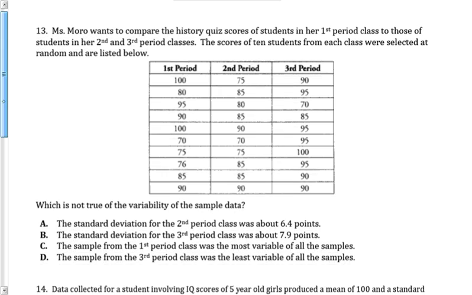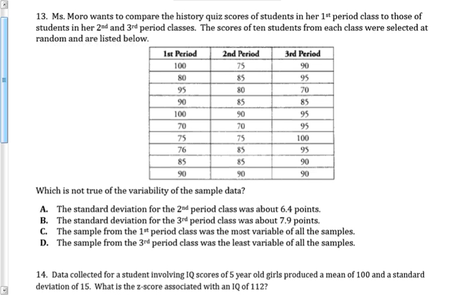Number 13, we have quiz scores for students in first period, second period, and third period history class. The question asks about the variability. So variability refers to the spread of the data. In other words, how far out from the mean does this data go? Is everything really close to the mean? Is it really spread out from the mean? What does it look like?